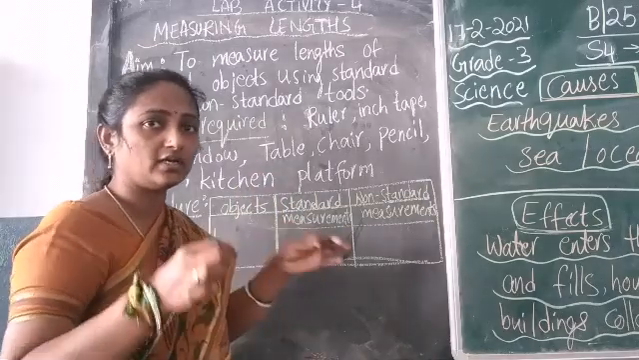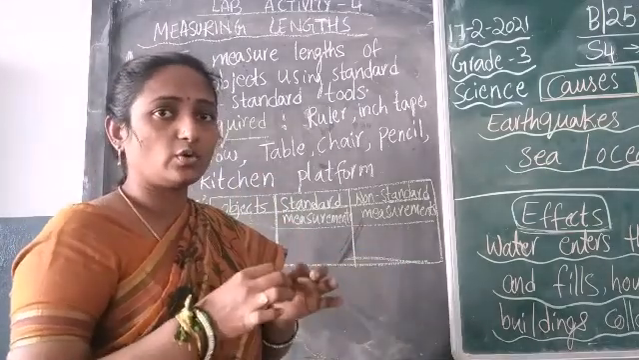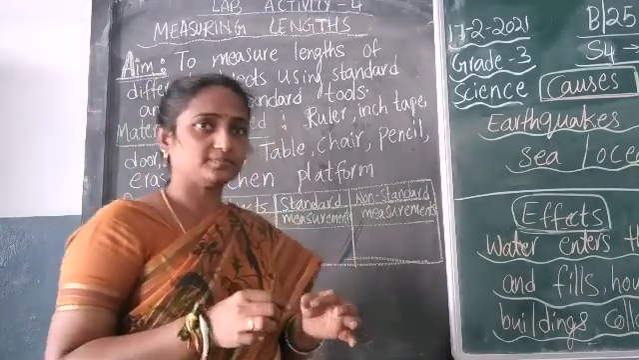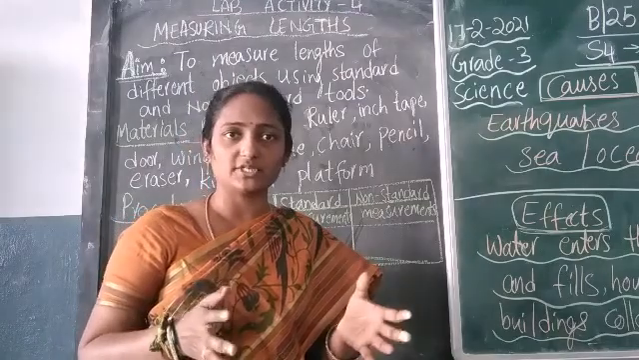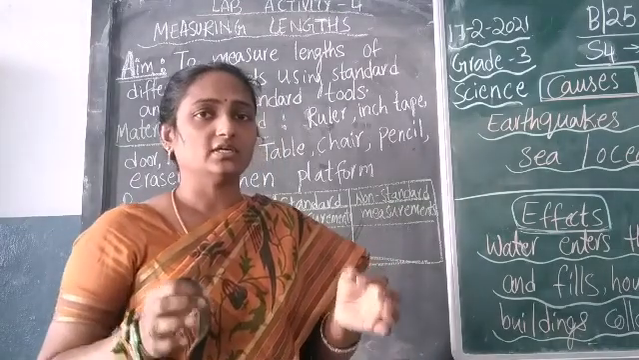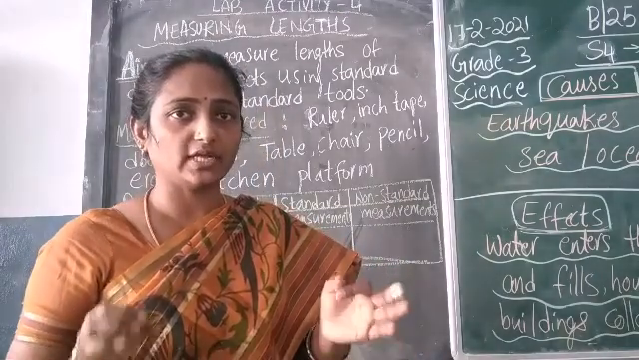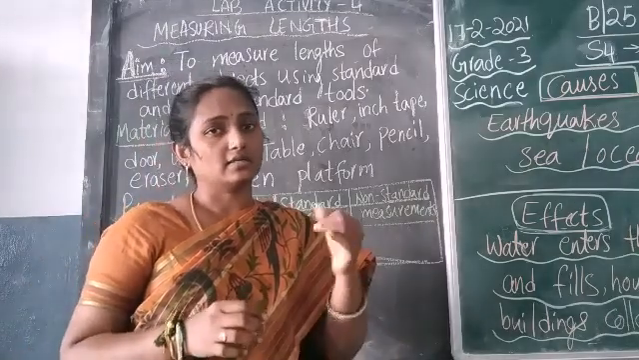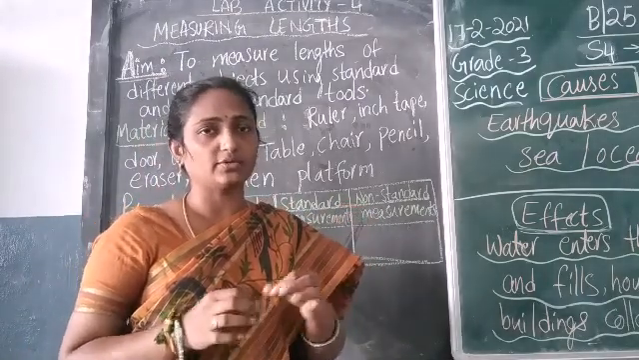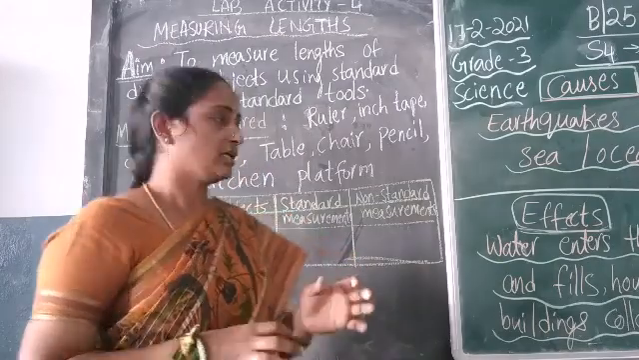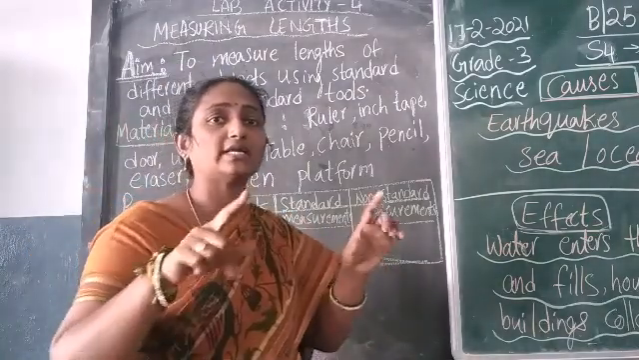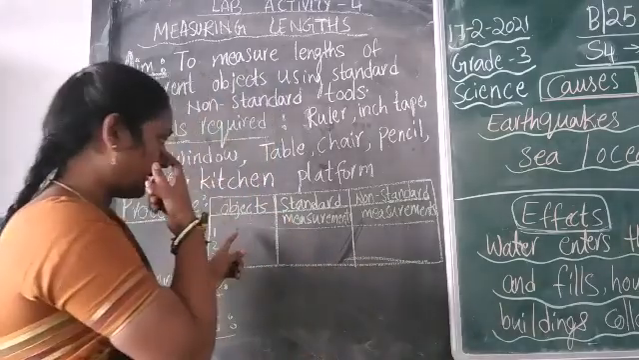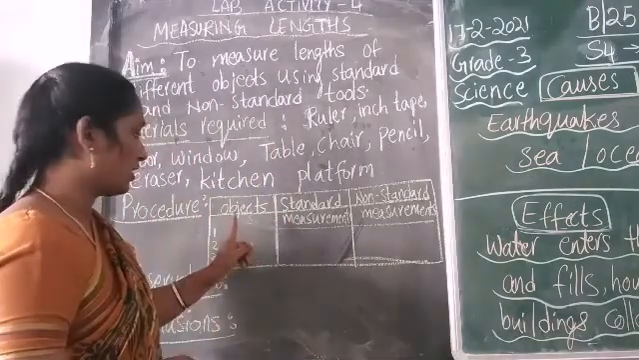Suppose you are taking a table, you are going to measure it with a ruler or inch tape. If you have an inch tape, you can use it to measure the length of a table, and even a ruler you can use, and write its measurements. In the procedure column you are going to draw a table. I'll explain how to draw it here.